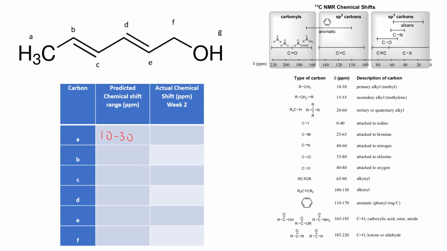B is a vinylic carbon, so it's an alkenyl. So 100 to 150. These are pretty broad ranges, right? C is going to be 100 to 150. D, 100 to 150. E, 100 to 150. And then F is a methylene, so it could be 15 to 55. Oh, but it's got an oxygen on it. If it's attached to an oxygen, that makes it 40 to 80.